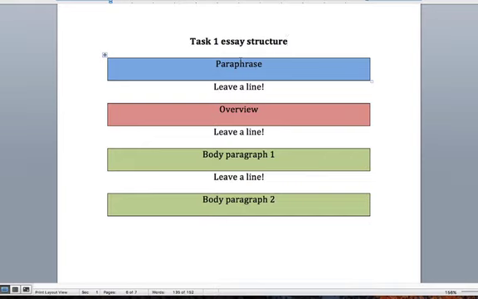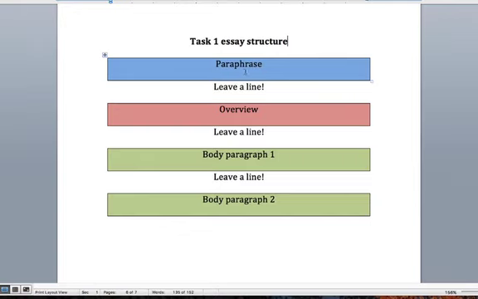Actually, many examiners don't really read the paraphrase that much, me included. I just look at it very quickly. Why? Because the examiner wants to get to the overview. That's the important part. So what we are trying to do here is just do the paraphrase without mistakes. Don't get fancy on the paraphrase.